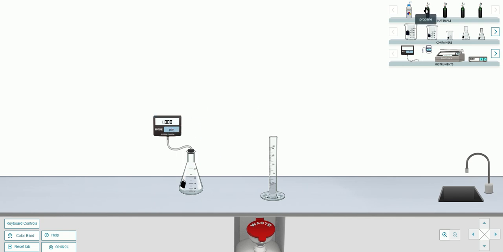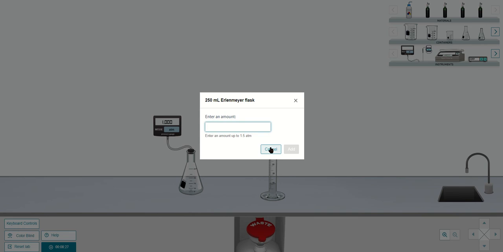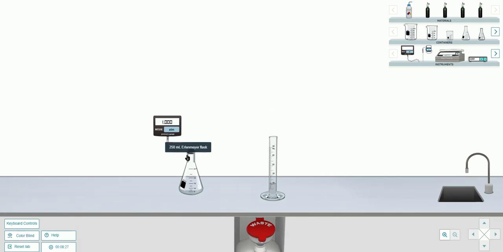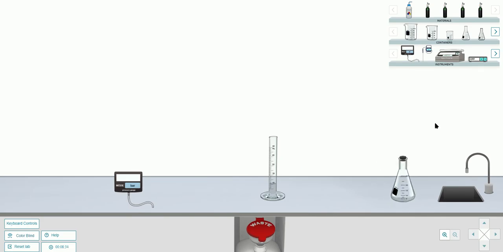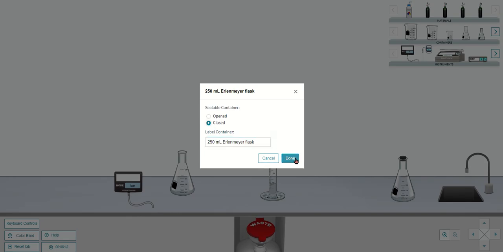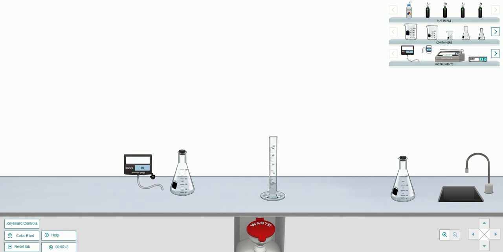and you can add in your gas from there. So here I'm actually going to start with a fresh Erlenmeyer flask. Let me just move this over. Got my Erlenmeyer flask. I have closed it. I have added my pressure gauge. And you can change the units if you want. And then you are going to add the correct gas.